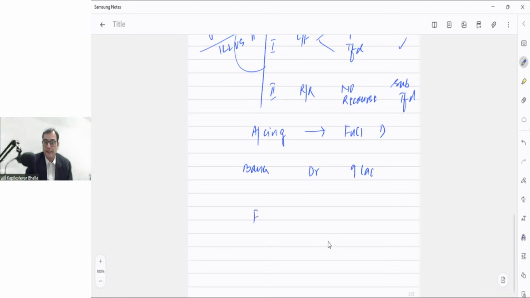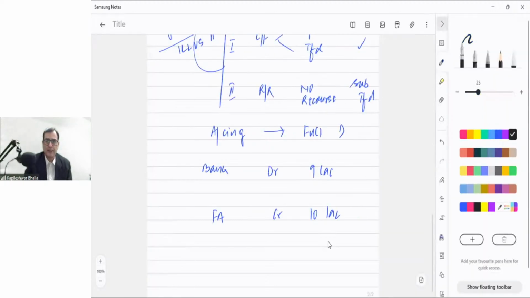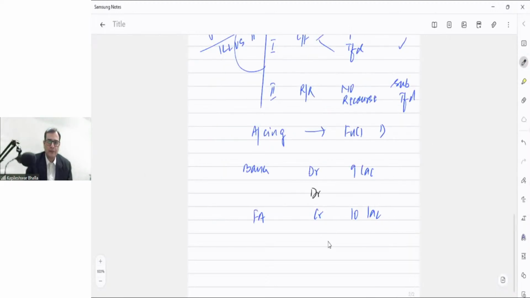The financial asset will be given a credit to the extent of the book value, since it's a full derecognition, and any balancing figure in this particular case is going to be taken in the profit and loss account. So 1 lakh is the loss on account of derecognition.